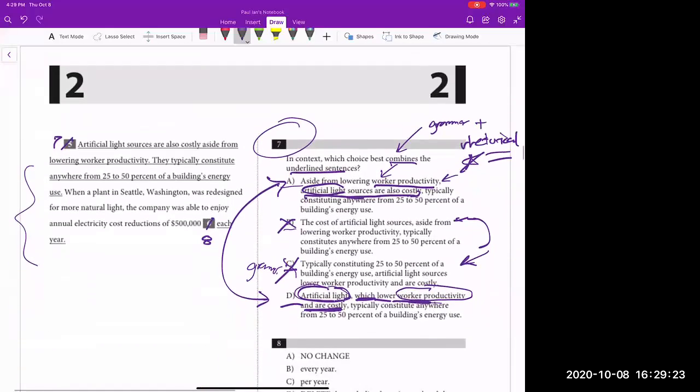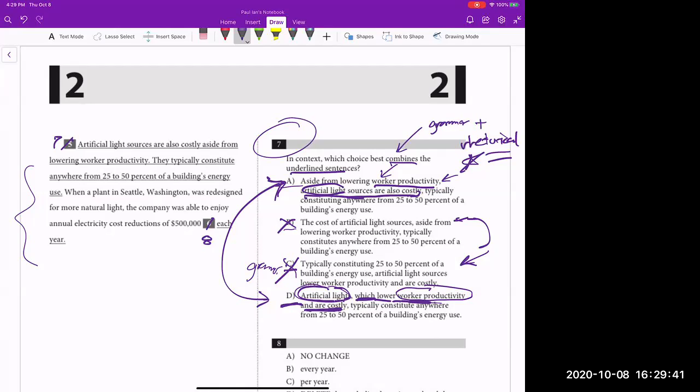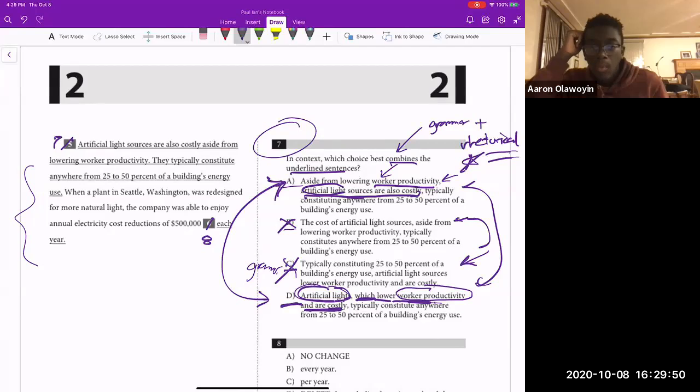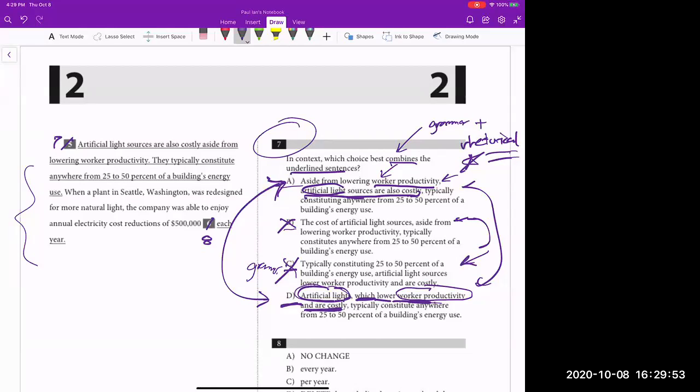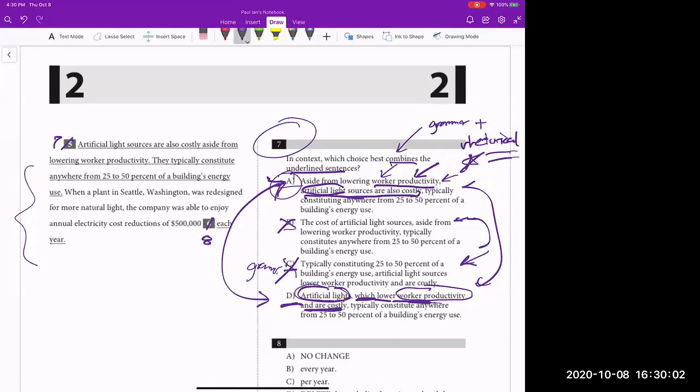For me, if you did pick D, I would probably just guess, maybe A or D for the most part, because these are the more difficult ones. Like I said, you have a grammar plus a rhetorical aspect, and it's implied. So who knew that you had to do a rhetorical check? And apart from that, you have to check what's being modified. It seems like A is the answer, and the reasoning is that the artificial light doesn't lower worker productivity. It's only costly. I don't know, that one's more difficult.